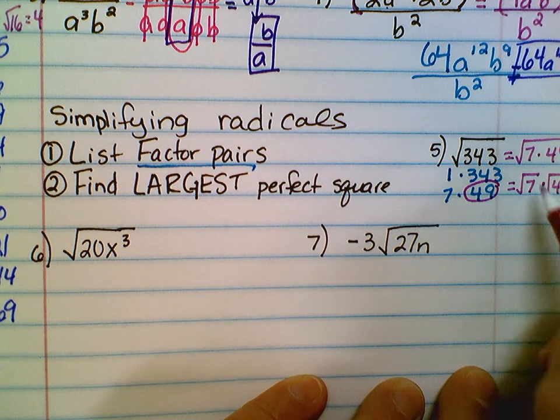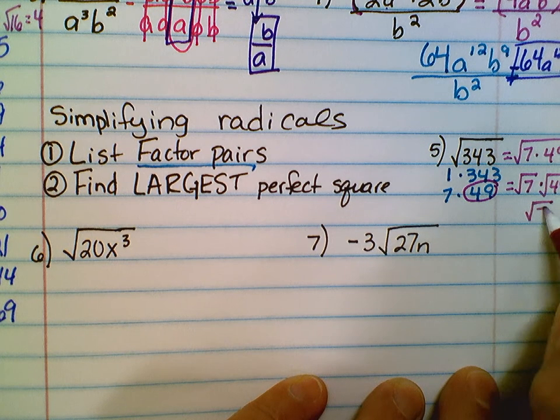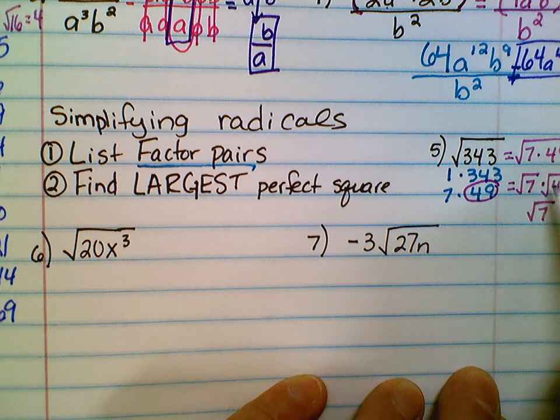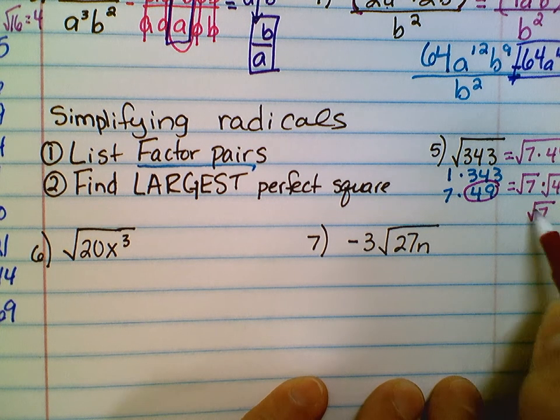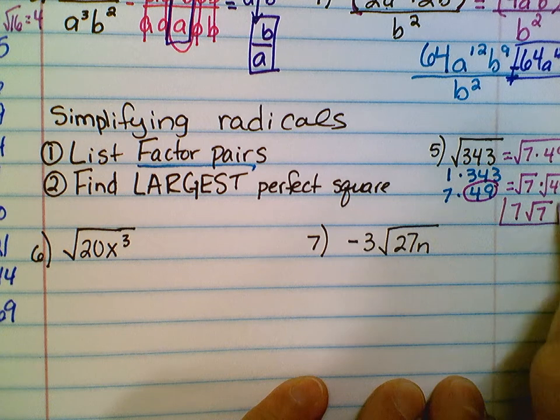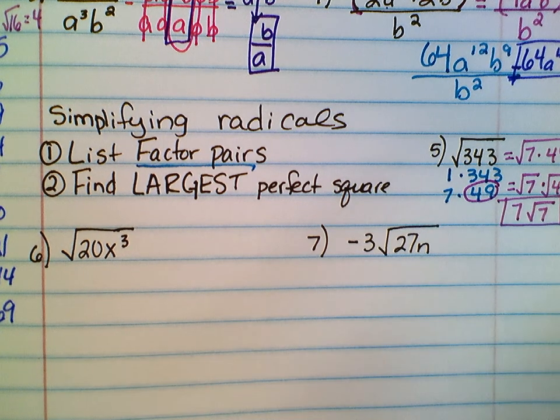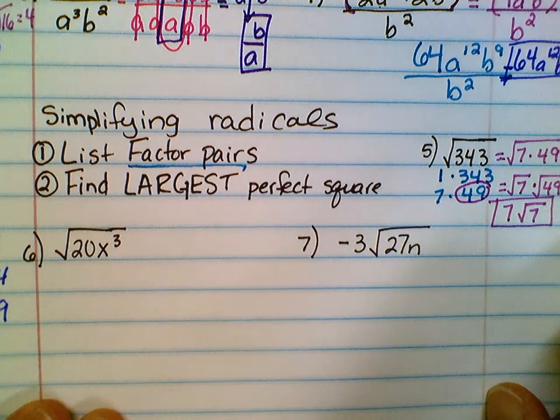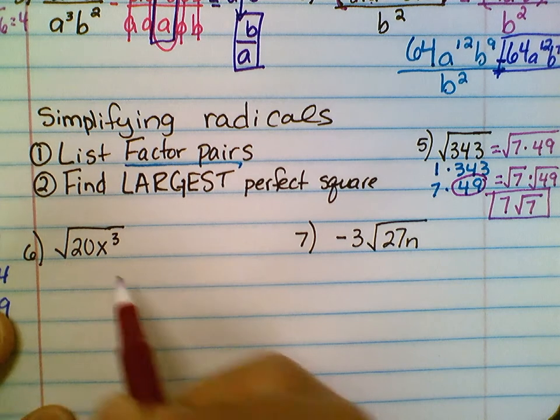So the square root of 7, that's a prime number. I can't do anything with it. It's just the square root of 7. But I know that the square root of 49 is 7, and so I get my simplified answer here, 7 times the square root of 7.